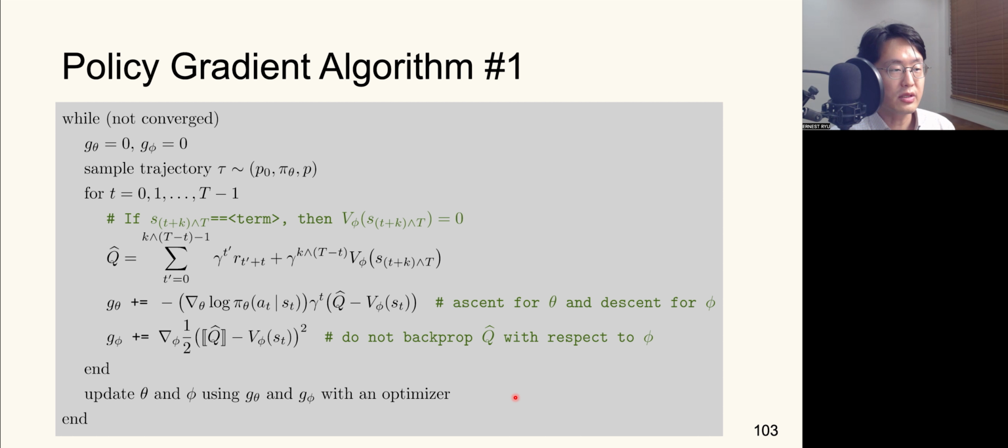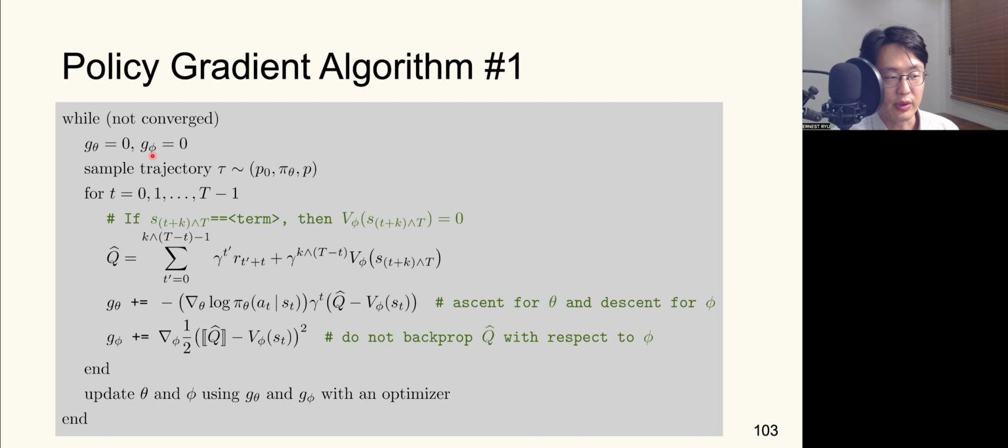All right, so this leads us to our policy gradient algorithm, version number 1. We have this while loop, and we'll execute this while not having converged. We have two neural network parameters to update: theta and phi. Theta is the parameter for our policy pi theta. Phi is the parameter for the value network V phi.